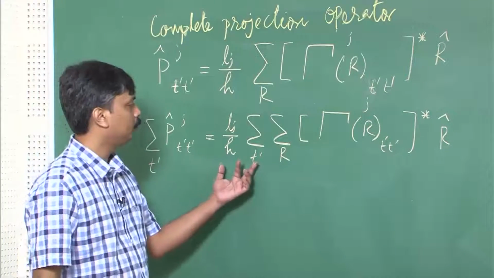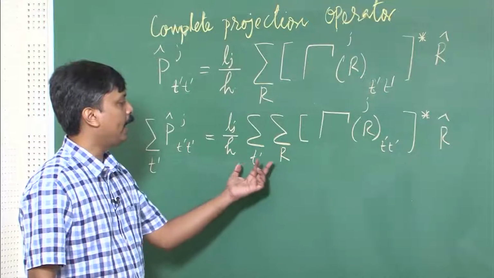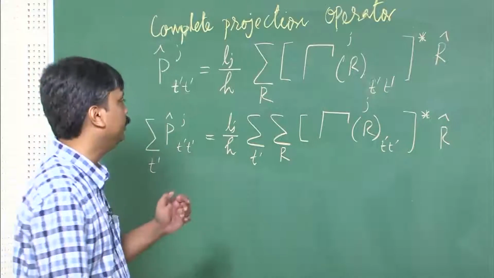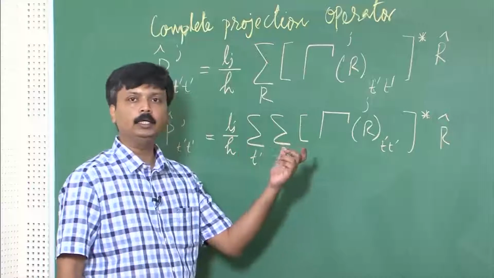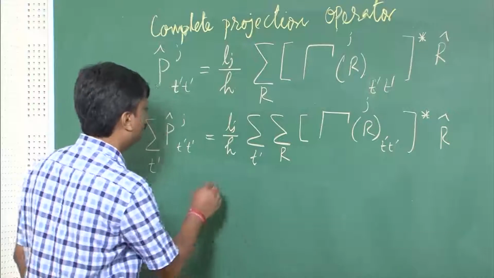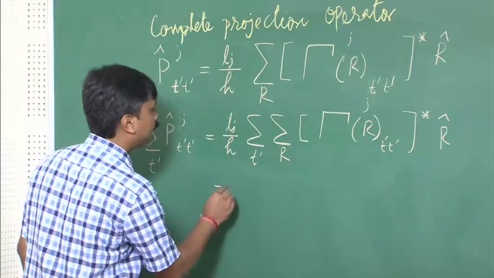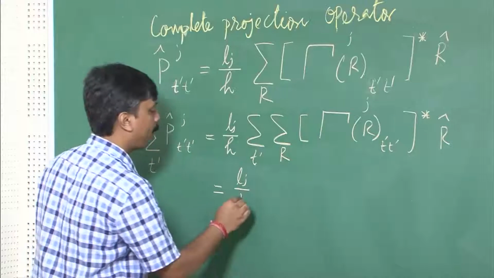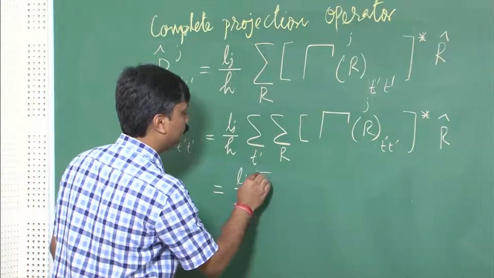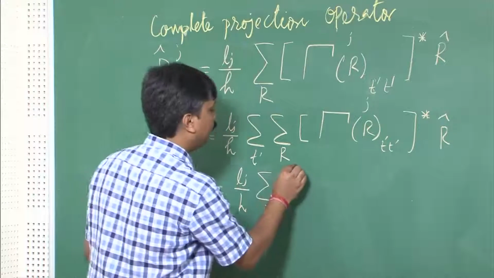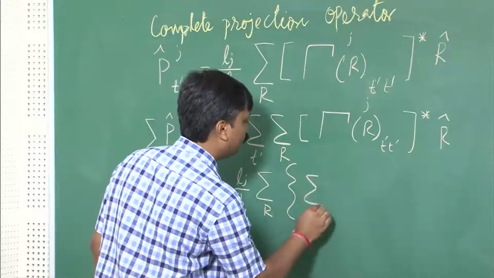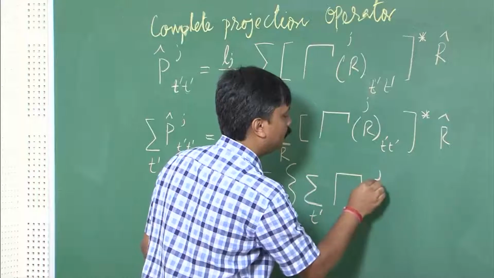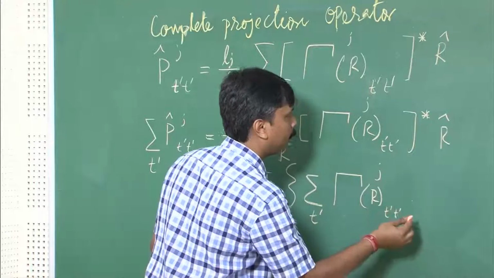Now this matrix element and the symmetry operations have nothing to interfere with each other, so you can interchange the position, right? You can swap the position. So you can rewrite this as Lj by H, sum over R, and then you can write separately the sum over T prime of this, okay.